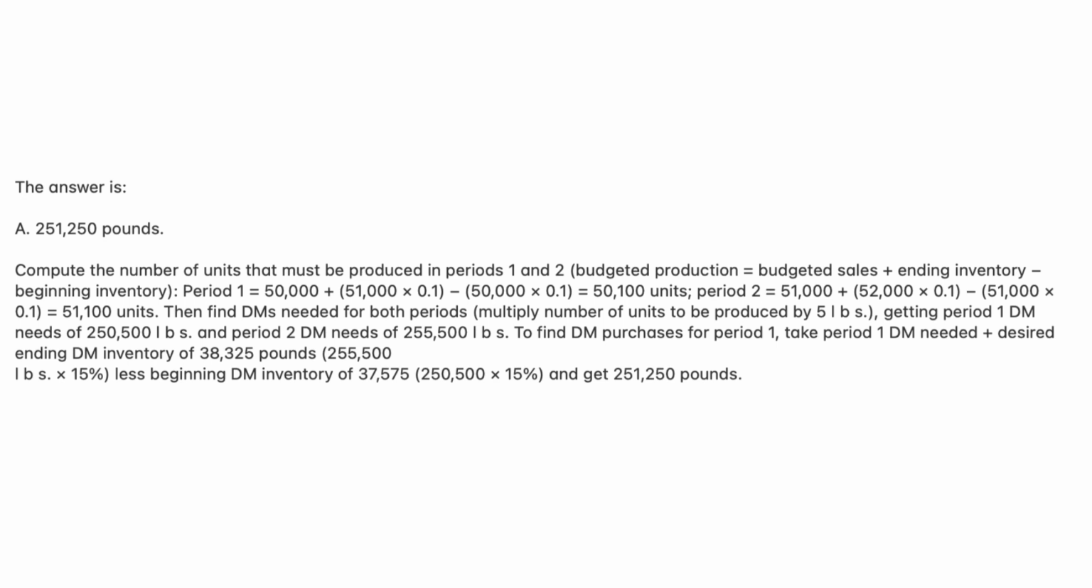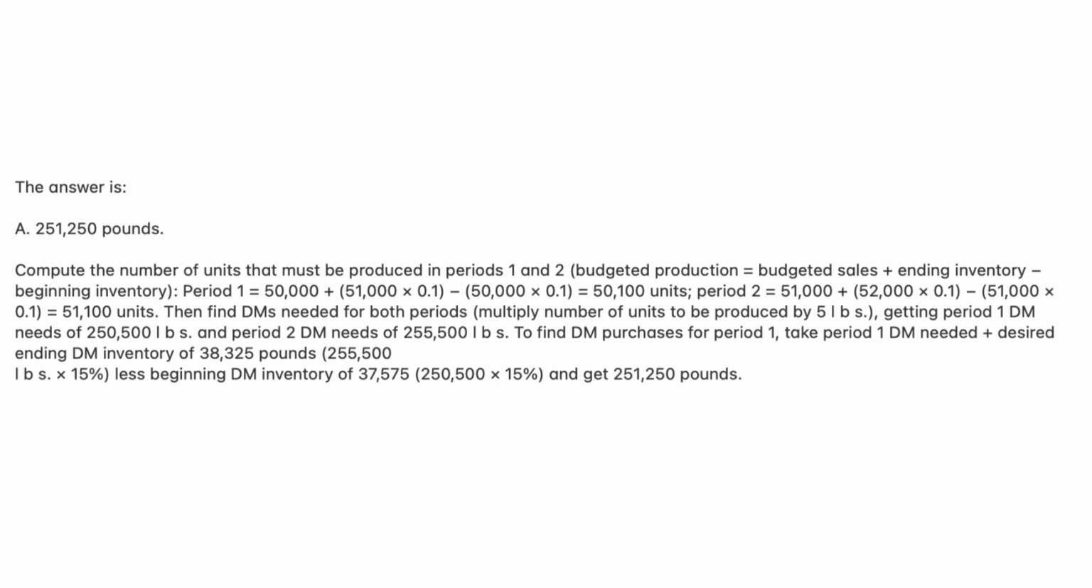251,250 pounds. Compute the number of units that must be produced in periods 1 and 2. Budgeted production equals budgeted sales plus ending inventory minus beginning inventory. Period 1 is equal to 50,000 plus 51,000 times 0.1 minus 50,000 times 0.1 equals 50,100 units. Period 2 is equal to 51,000 plus 52,000 times 0.1 minus 51,000 times 0.1 equals 51,100 units.